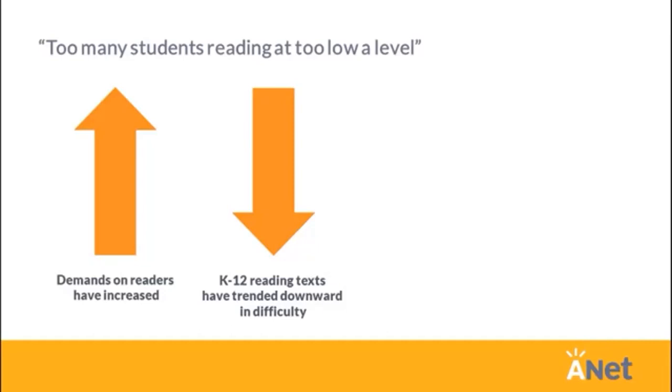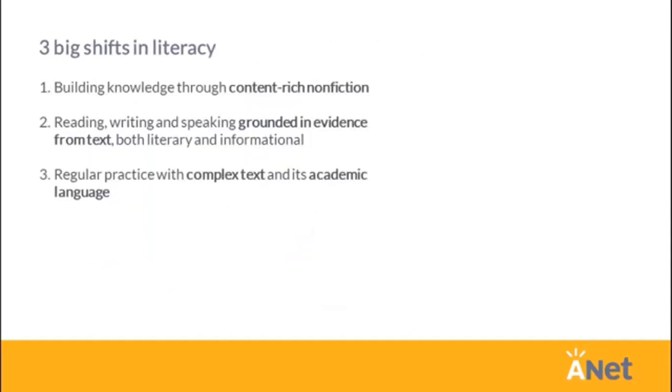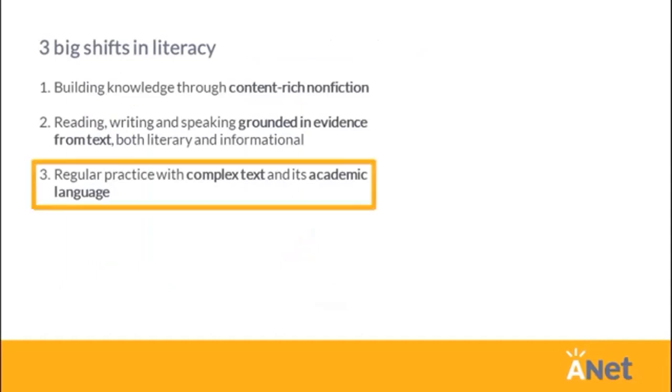A pop-up to this resource is appearing on your screen now. We can see these new expectations for increasing text complexity reflected in the Common Core shifts and standards. On your screen, you're seeing the 3 big shifts in literacy in Common Core. Pause your screencast now to read each one. The third shift explicitly calls out complex text.